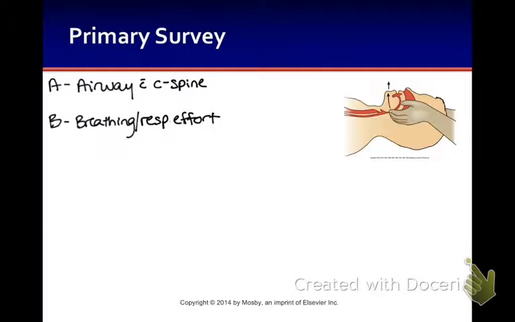So this is where we look at the patient and see, are they having any dyspnea? Are they having chest wall movement? What are their breath sounds like? C is central pulses. So we're looking at the patient and determining the rate, the quality, their skin color, their temperature.